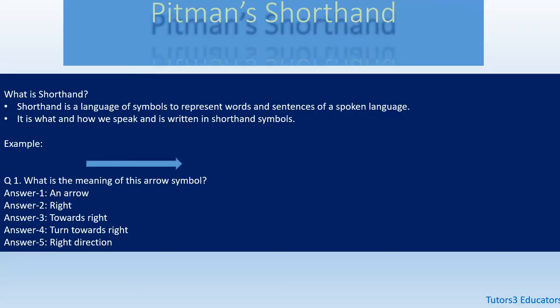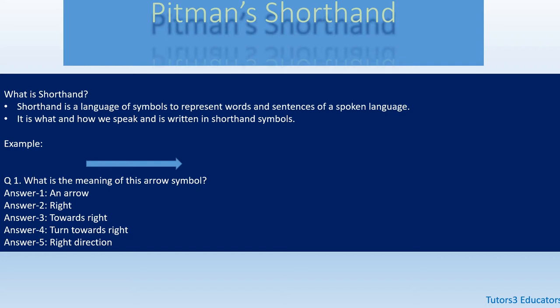So what is shorthand? Shorthand is a language of symbols, like the symbols we have in the English language: A, B, C. These are symbols to represent words and sentences of the spoken language. Very important: spoken language, not written language. Whatever you speak, you have to represent that spoken thing as a symbol. A short symbol.